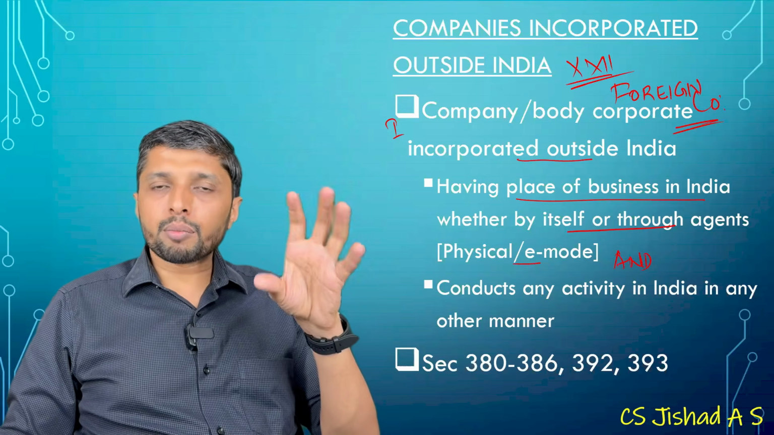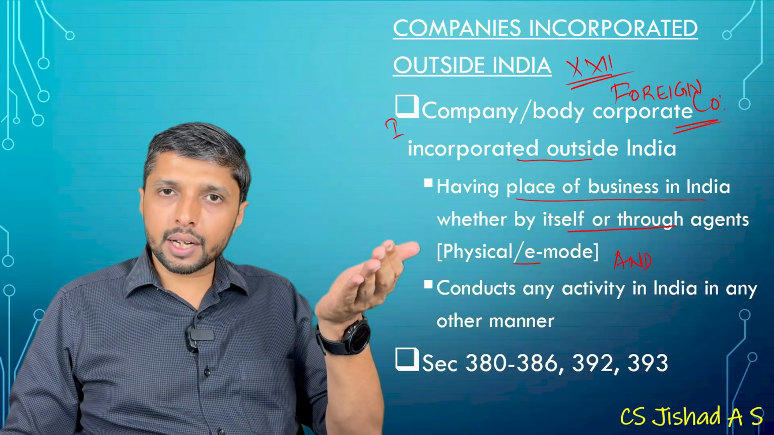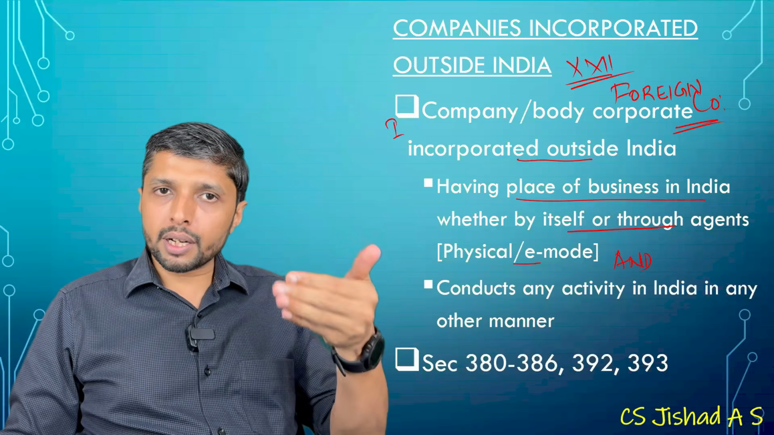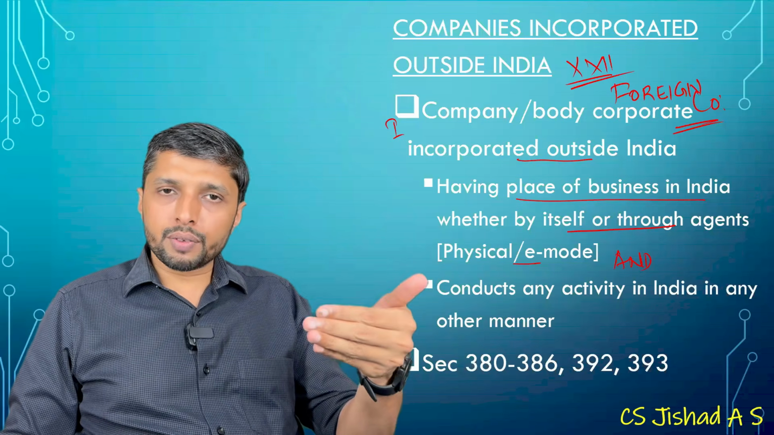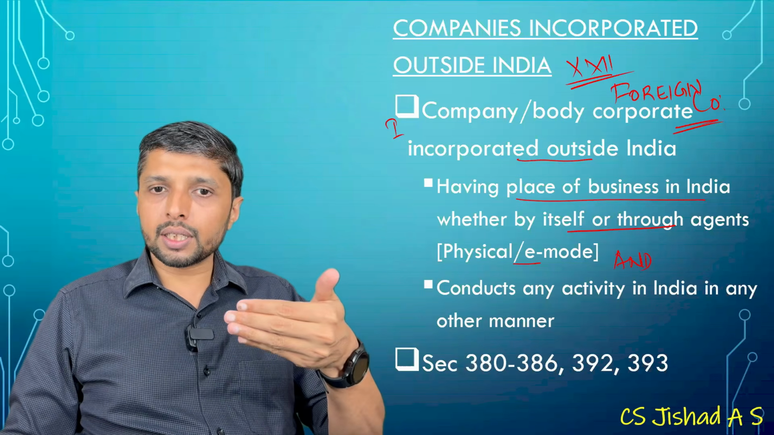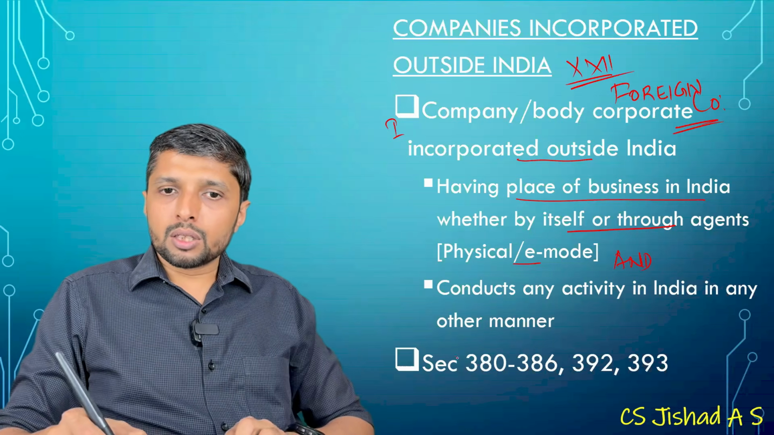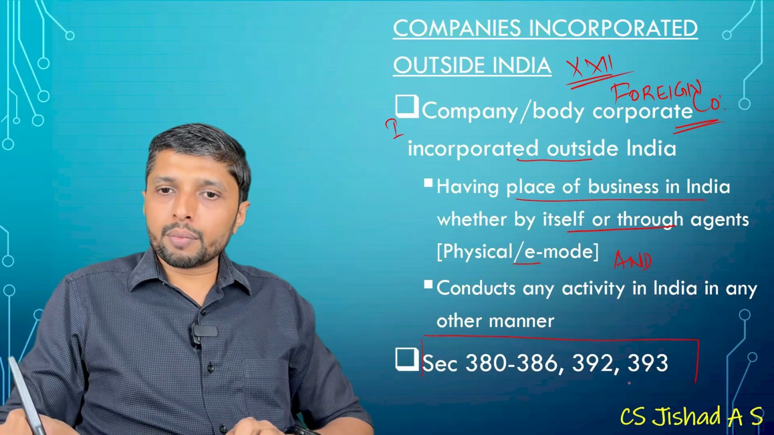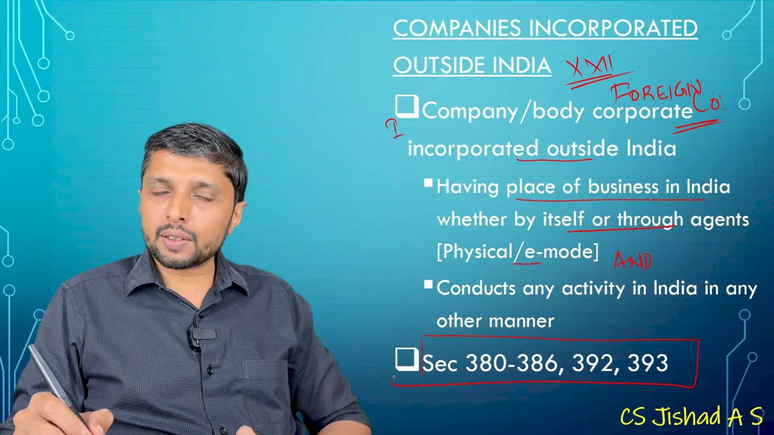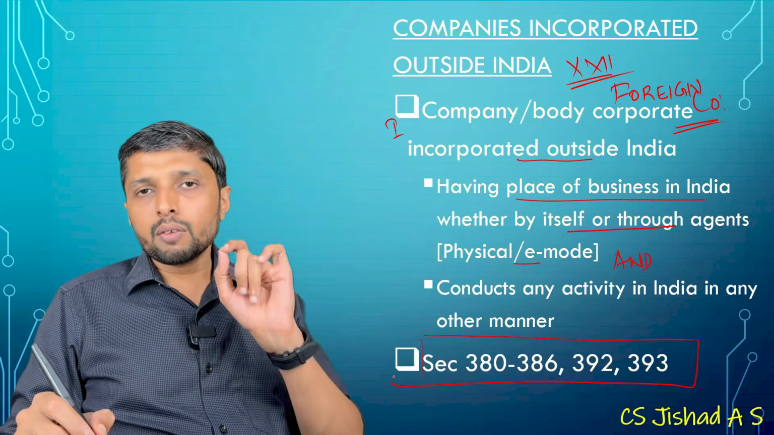So it may be a company body corporate incorporated outside India, having a place of business in India, whether by itself or through agents, whether by physical or e-mode, and conducts any activity in India in any other manner. So if it is a foreign company, these provisions, section 380 to 386, 390 to 393 will be applicable.